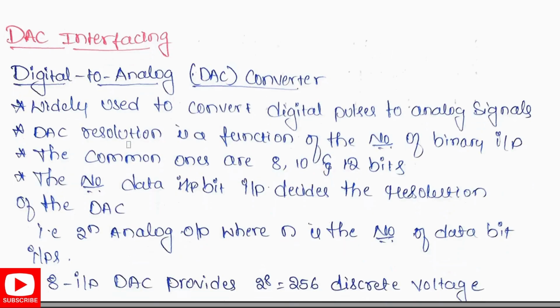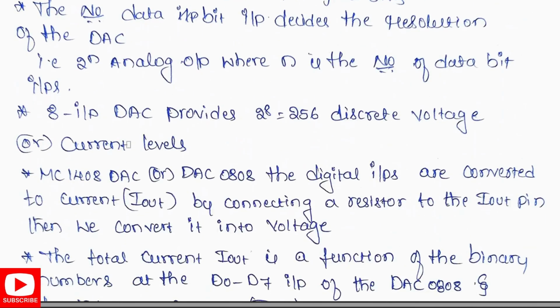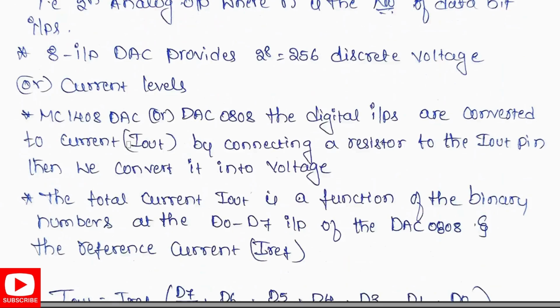Next is DAC. It is digital to analog converter. It is widely used to convert digital pulses to analog signals. DAC resolution is a function of the number of binary inputs and the common ones are 8, 10, 12 bits. The number of data bit inputs decides the resolution of the DAC. That is 2 power n analog outputs where n is our number of data bit inputs. An 8-bit input DAC provides 2 power 8, 256 discrete voltage or current levels.